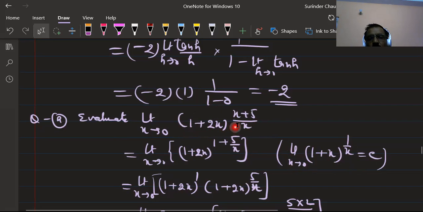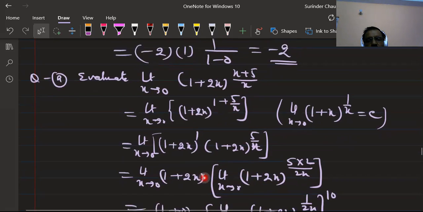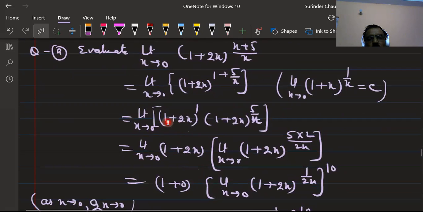(1 plus 2x) to the power (x plus 5) upon x separates into (1 plus 2x) to the power 1, times (1 plus 2x) to the power 5 by x. The base is the same, so we can separate them. The limit of the product is the product of the limits. The limit of the first factor, a polynomial function, as x tends to 0 is 1. For the second, we multiply and divide by 2 to make the exponent match: (1 plus 2x) to the power 1 upon 2x, raised to the power 5 times 2.